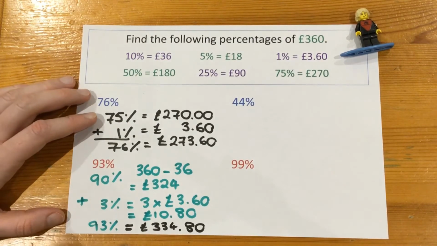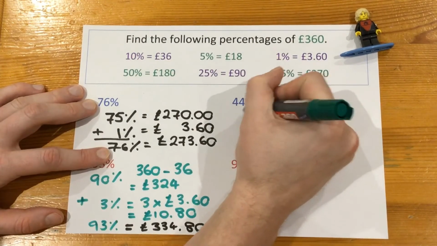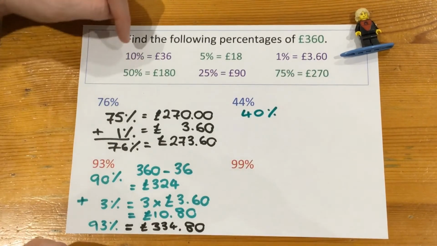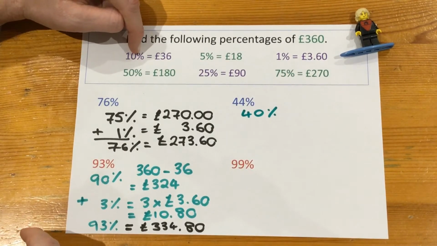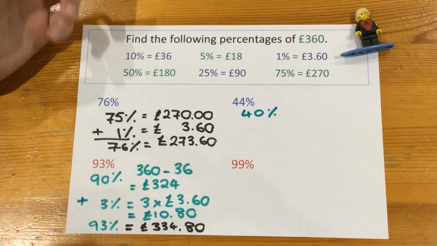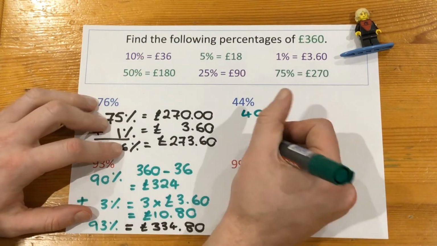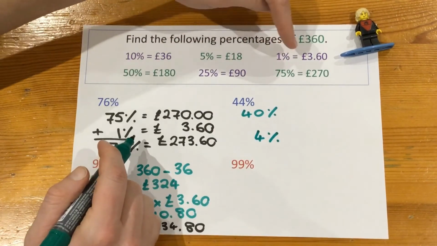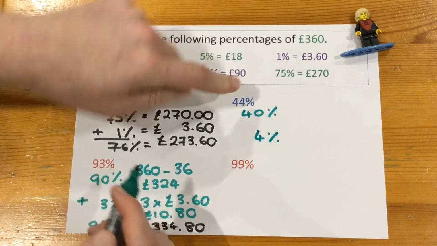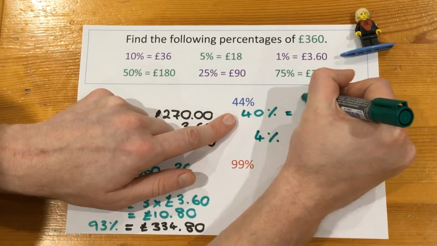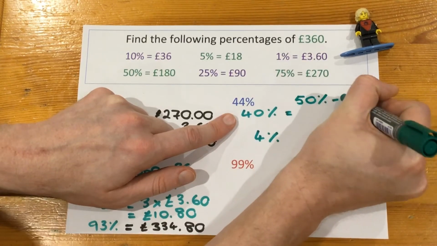44%, how would I do that? I could work out 40%. I could do that by doing 4 lots of 10%. I'm going to actually take away 10% from 50%, and I'm going to work out 4%. And again, I could do that 4 lots of 1%, but I'm actually going to take away 1% from 5%. So to work out 40%, I'm literally going to do 50%, take away 10%.